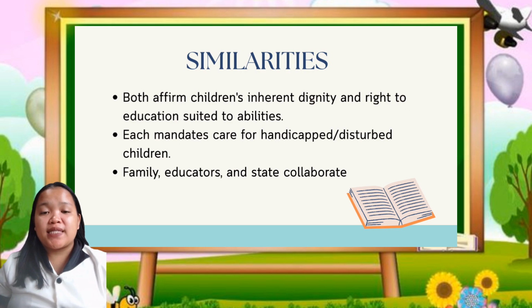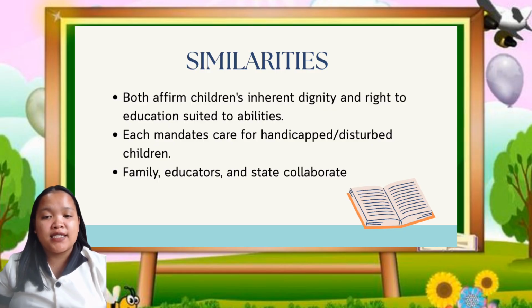IDEA in the US, the Individuals with Disabilities Education Act, and PD number 603, the Child and Youth Welfare Code, are both protecting children's rights, particularly in education and welfare, and parental guidance. They both have parental guidance.